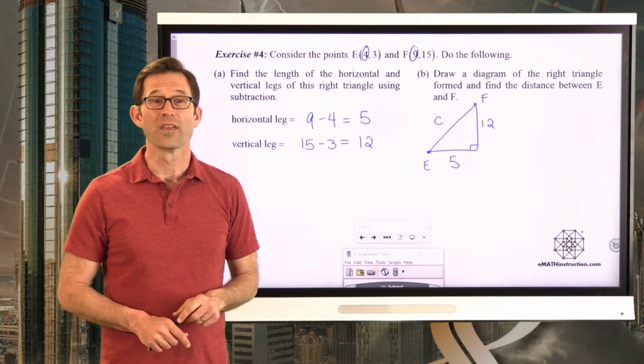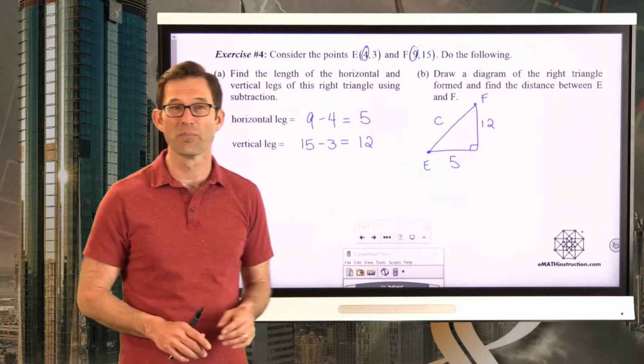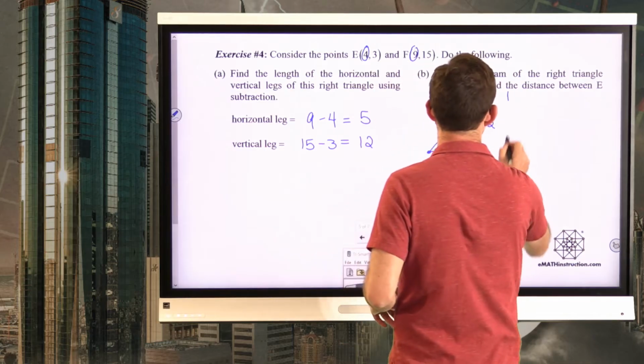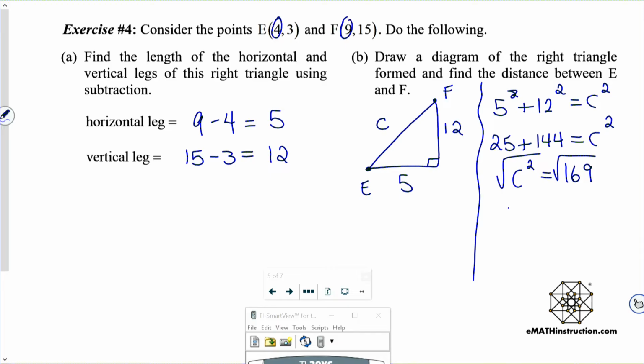All right, you might be getting used to this Pythagorean triple, the 5, 12, 13 Pythagorean triple, right? It comes up just about as often as our 3, 4, 5 Pythagorean triple. Let's do it. We've got 5 squared plus 12 squared is equal to c squared. That's 25 plus 144 is equal to c squared. c squared is equal to 169. Take the square root of both sides. c is the square root of 169. c is 13.